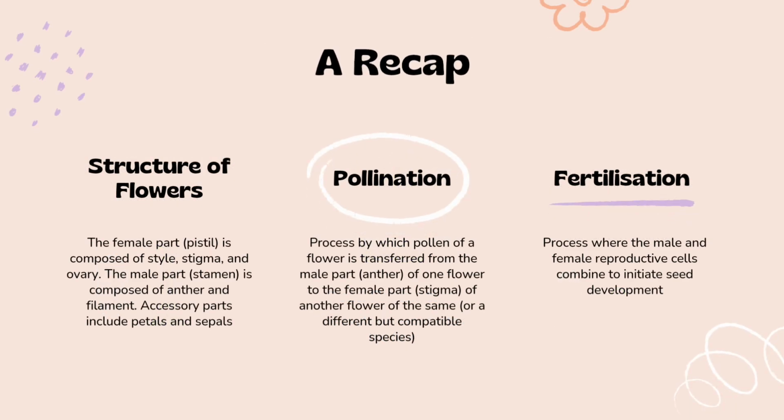A recap. Structure of flowers. The female part, the pistil, is composed of style, stigma, and ovary. The male part is composed of anther and filament. Accessory parts include petals and sepals.